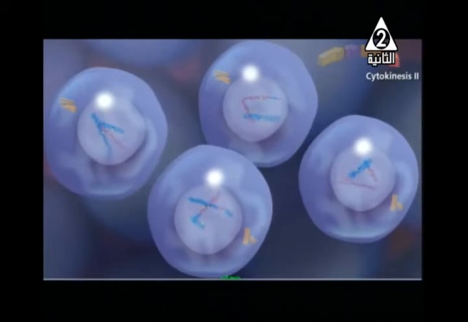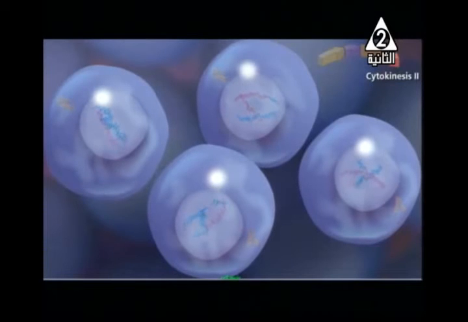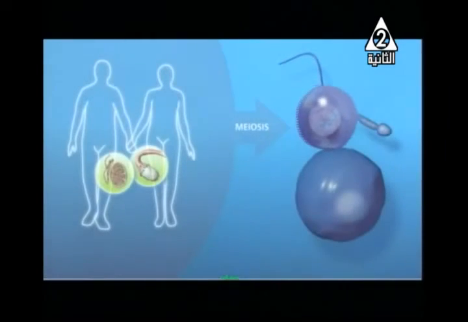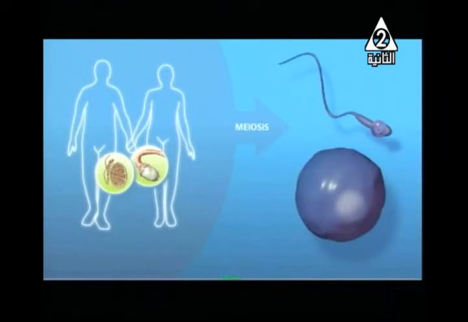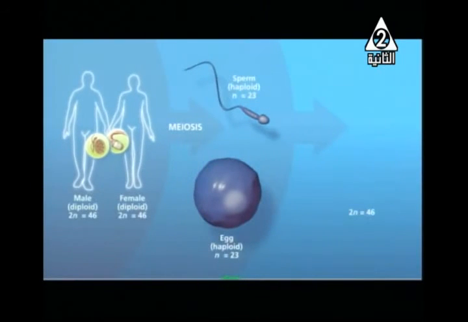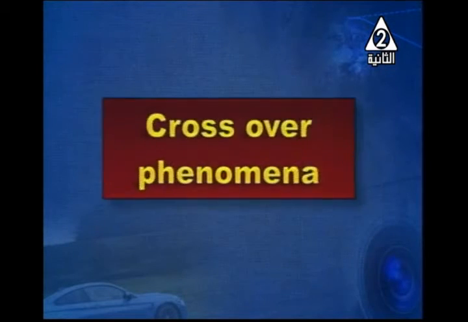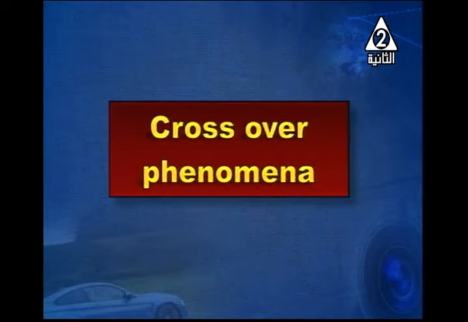So the result of the meiotic division is that 4 cells are produced, and each of them contains half the number of chromosomes in the parent cell, which are called the gametes. There is a very important phenomenon that occurs during prophase 1 in the first meiotic division, which is known as the crossing over phenomenon.